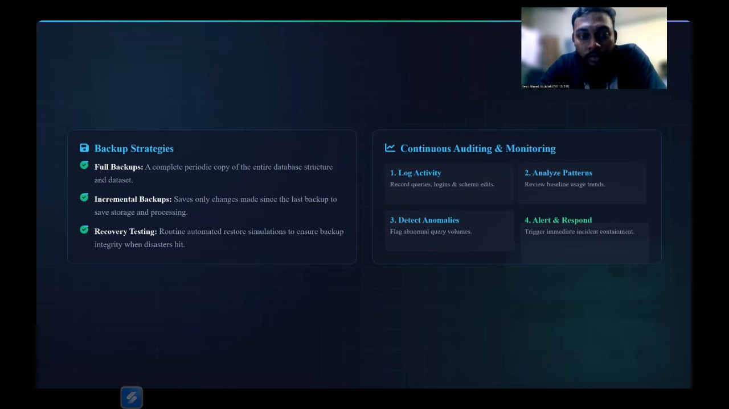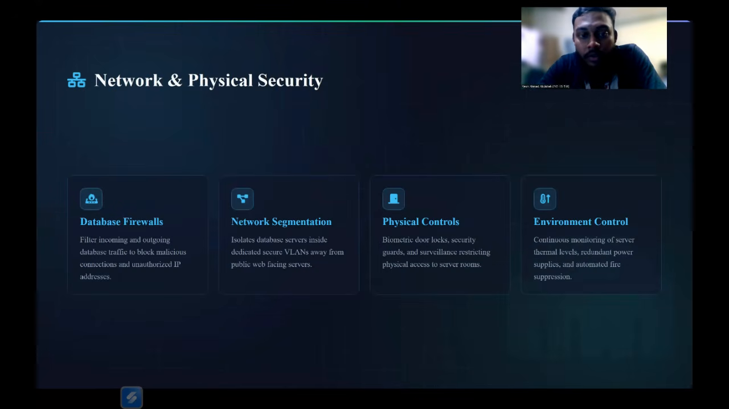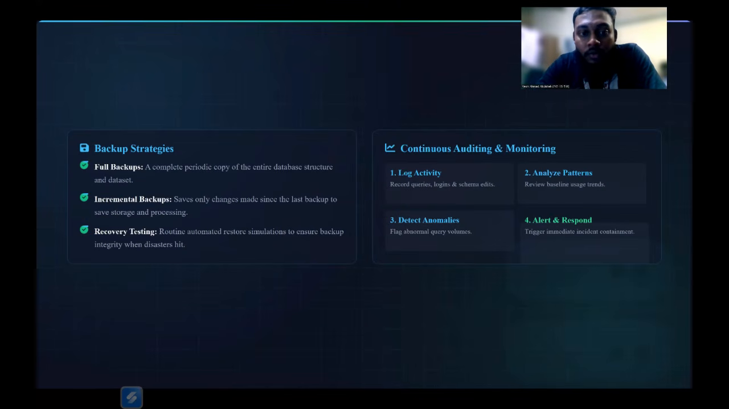Next we will talk about continuous auditing and monitoring. First we record activities such as queries, logins, and database changes. Then we analyze the patterns. After that, we detect anomalies such as unusual or suspicious activities. Finally, we send alerts and respond quickly when a security problem is detected.